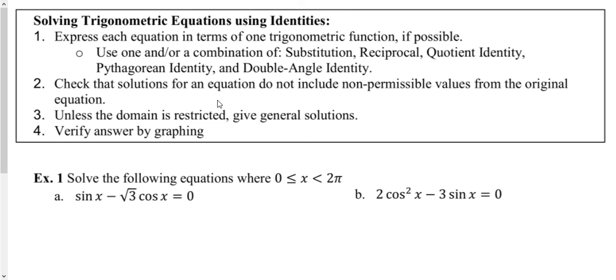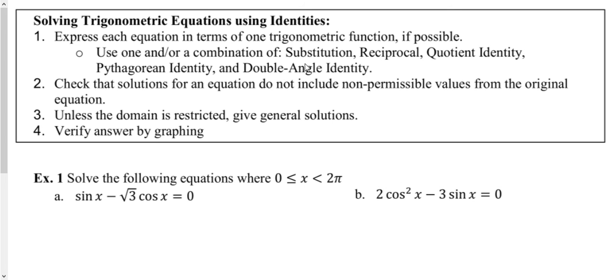In this lesson here, we have a few steps and a few tips that you can use to help solve trig equations using identities. The first trick here is to rewrite or to express each equation in terms of one trig function, if possible. So if you have all sines, that's good. If you have sines and cosines, you want to switch it over to either one. If you have tangent, I'd probably switch it to something like a sine and cos as well.